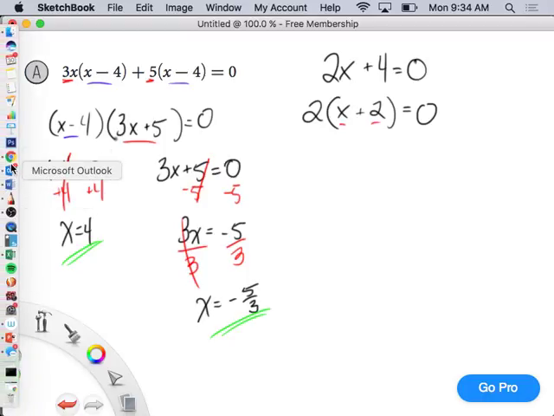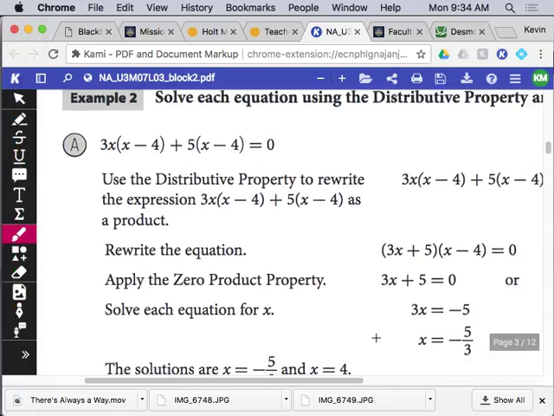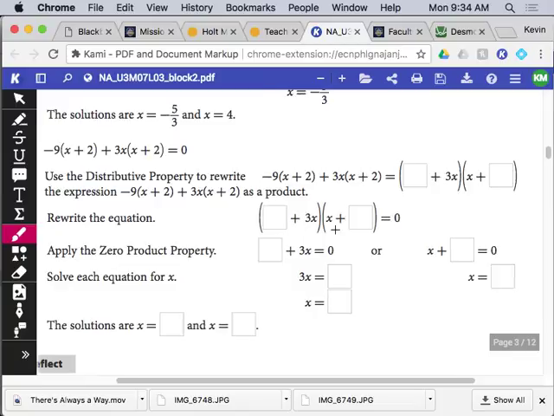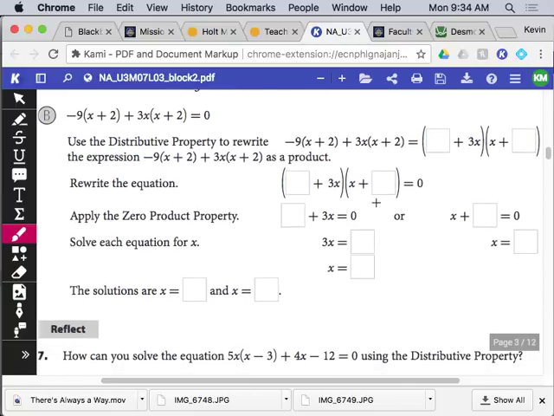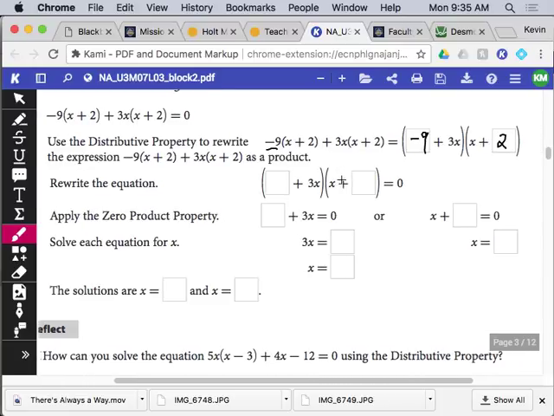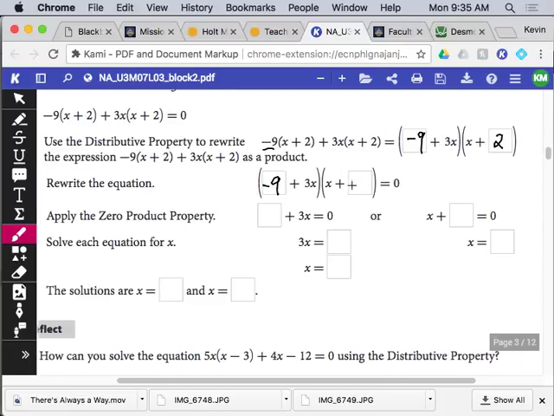Okay, so that's already there in your book, so there's no need to really copy that down. Let's go ahead and do that next one, part B. Use the distributive property to rewrite negative 9 times (x plus 2) plus 3x times (x plus 2). It's this negative 9 term out front times (x plus 2). Then I set them both equal to 0: (negative 9 plus 3x) times (x plus 2). And then individually set them equal to 0.